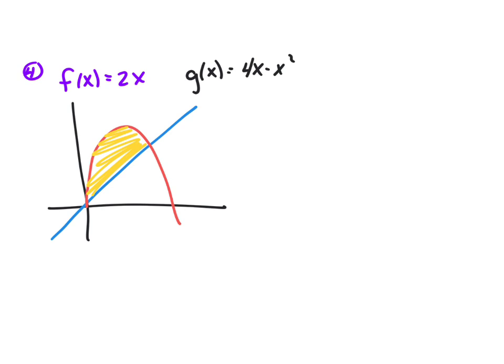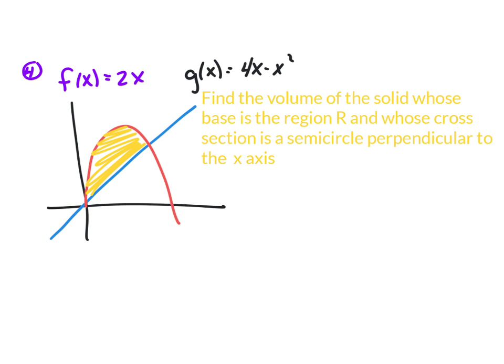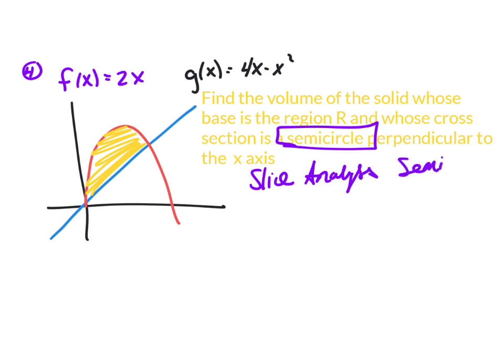All right, in example 4 here again, same functions f of x and g of x. This time we want to find the volume of a solid whose cross-section perpendicular to the x-axis is a semicircle. So that is our keyword, semicircle. So again, it's simply going to start with area. And I'm going to talk about my slice analysis. And let's jot down semicircle for ourselves.